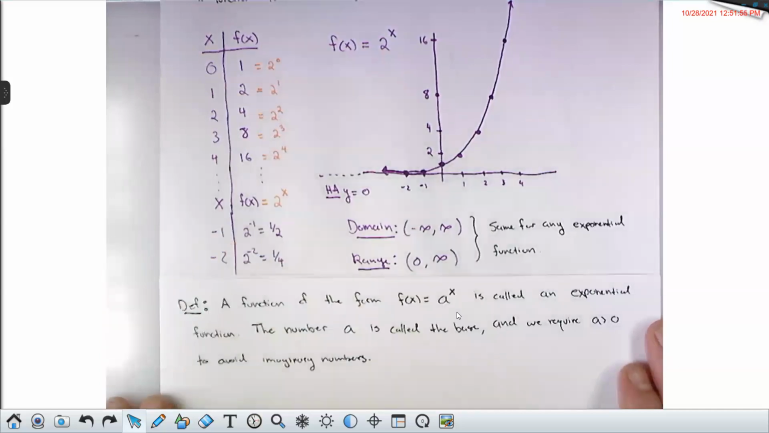You'll see in a minute, I can do things like plug in x equals 1/2, right? This graph right here is continuous. So there is a point here where x is equal to 1/2. If I tried to use a negative number for a and then plug in 1/2, you'd be taking a square root of a negative, which would give you an imaginary number. We want to avoid that stuff. We want these functions to have real inputs and real outputs.